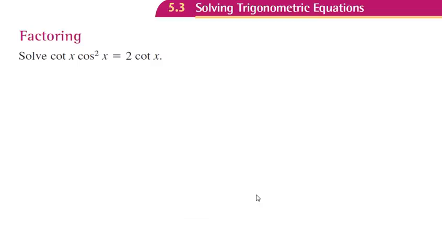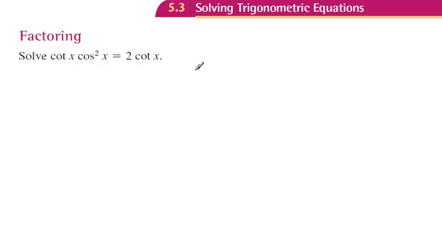All right, we're gonna try to solve this crunchy majigger. The cotangent of x times the cosine squared of x equals 2 cotangent of x. And the method that we're gonna use to solve this, as you can see by our title here, is factoring.